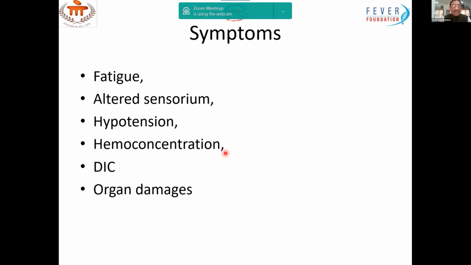The symptoms could be fatigue, altered sensorium, hypotension, hemoconcentration, DIC, a variety of organ damages. So all the symptoms are non-specific. It could be something like a SIRS. So multiple organ damage because of the extensive inflammatory changes, very non-specific. So we should have a high index of suspicion to diagnose these cases.